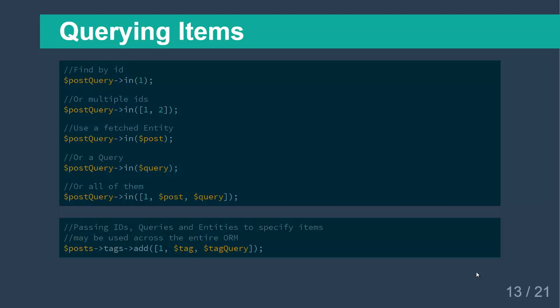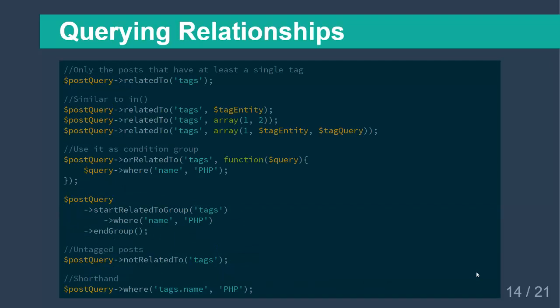And this is going to be a very common practice: pretty much anywhere where you can pass an entity, you can pass an ID, or you can pass a query that would return entities, and it's going to use that. So for example, now let's look at querying relationships. This is where the related to method comes in. Let's say we only want the posts that have at least a single tag. We just say post query related to tags. Or let's say you want to have the posts that are related to a specific tag. You just say related to tags and pass the tag entity.